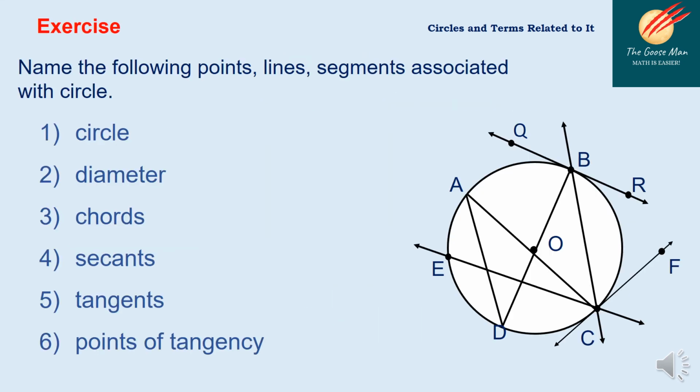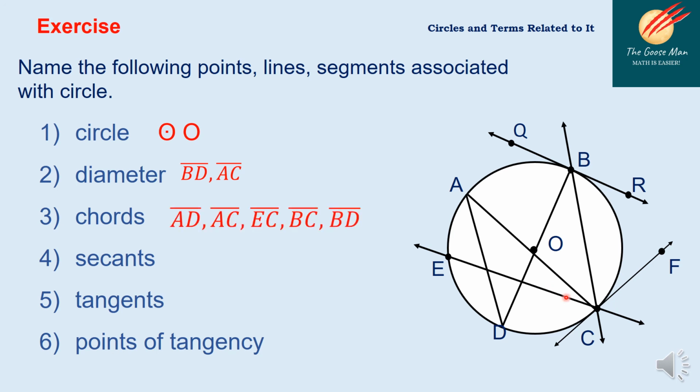For our exercise, let's consider the figure on the right side. Name the following points and line segments associated with the circle. Let's start with the circle. If we name the circle, it is circle O, named after its center. So the center is point O. Next, the diameter can be named as line segment BD and line segment AC.